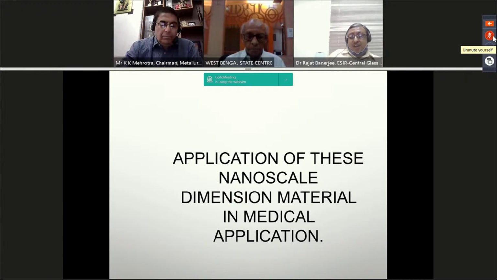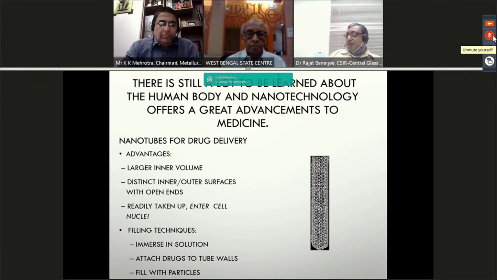So, the application of this nanoscale dimension material in medical application. This is the most important, as I've already said, that the medical and biology field has got immense help from this nanotechnology, and carbon nanotube is the most important thing which has helped medical application. There is still a lot to be learned about the human body, and nanotechnology offers a great advancement to medicine. Nanotube for drug delivery. Advantages: larger inner volume, distinct inner and outer spaces with open ends, readily taken up, enter cell nuclei. Filling technique: immerse in solution, attach drug to tube walls, fill with particles.